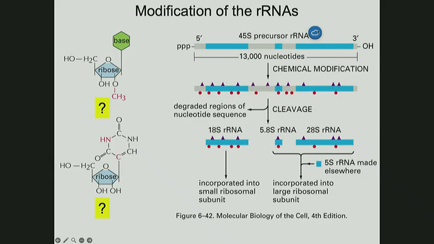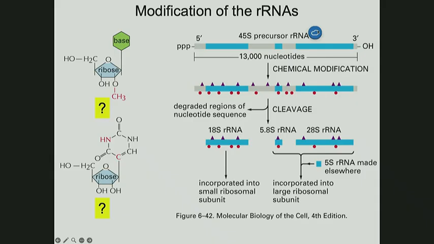What's going on at the 3' position in RNA? Phosphodiester bond, right? So this 3' is not a hydroxyl, it is part of a phosphodiester bond in a chain of RNA. 2' hydroxyl, that's available. That can undergo this methylation.